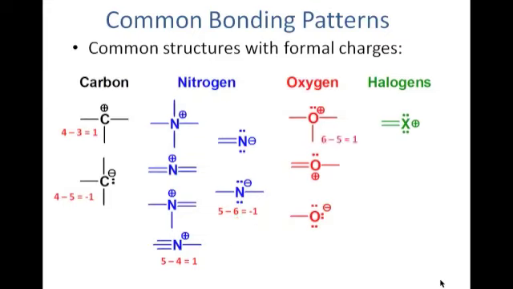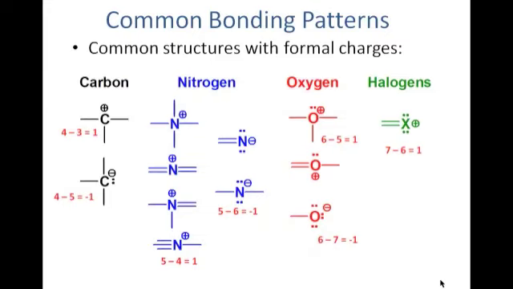For my positively charged oxygen, I start with 6, I subtract 5. 5 because I have 3 bonds and 2 non-bonding electrons. So that's 3 plus 2 is 5. That gives me a formal charge of 1. Here I'm going to assign 7 electrons to this oxygen. I have 3 lone pairs for 6 plus 1 bond gives me a total of 7.